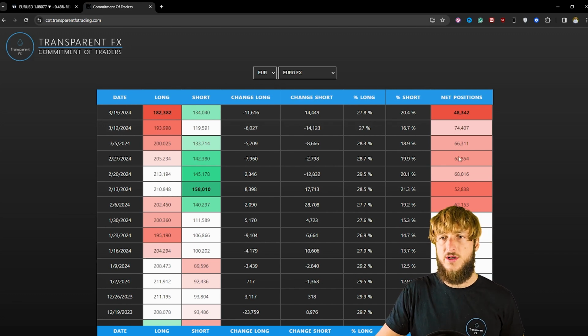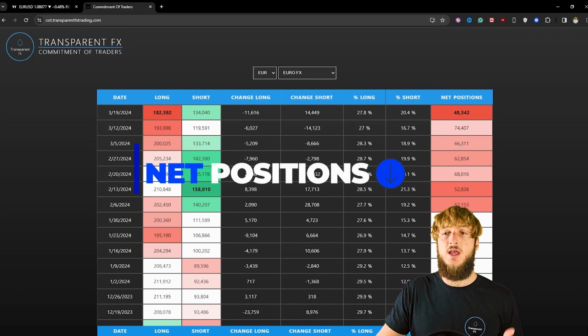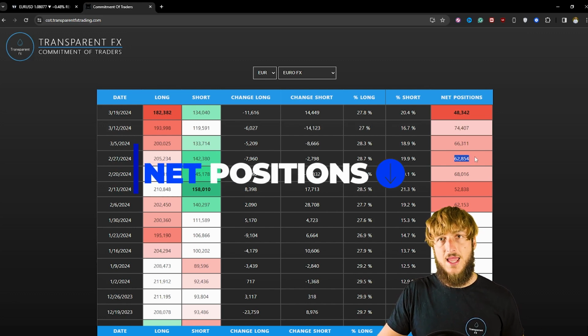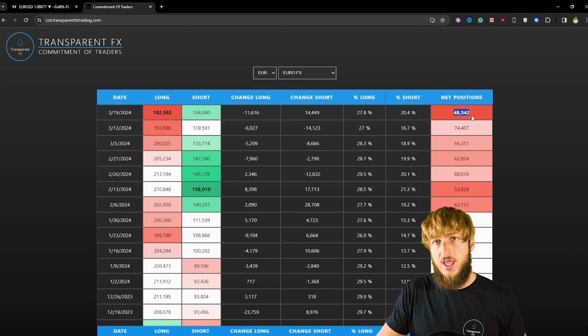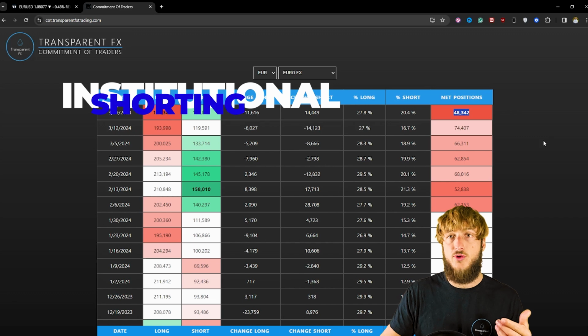And what we can notice here is that with the last reports, net positions have in fact been decreasing. We went from having 62.8k net positions down to 48.3k net positions, showing how institutions have been moving back to the bearish side for the euro.